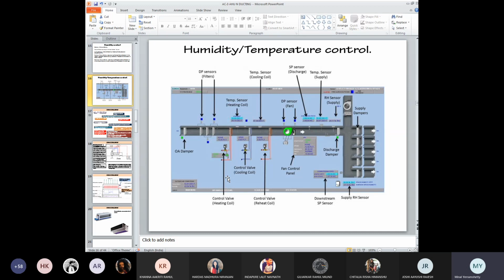But these are the systems which will run your building, where even if the security panels are not there and the people are not there, the building will work on its own. It's an automated system.